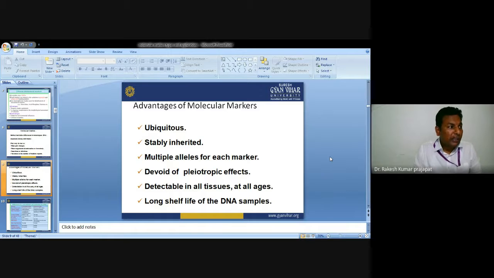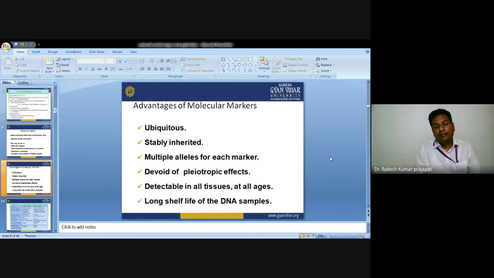Nowadays we are identifying a lot of molecular markers because we have a lot of sequencing data. As a particular crop gets sequenced, we can identify particular sequences and use them as molecular markers. So as sequencing data becomes available, we can develop a lot of molecular markers. They are ubiquitously present throughout the genome.